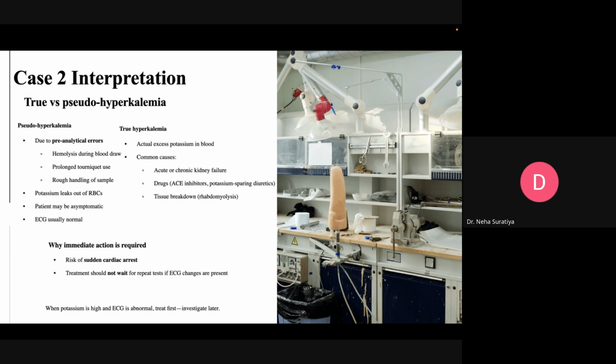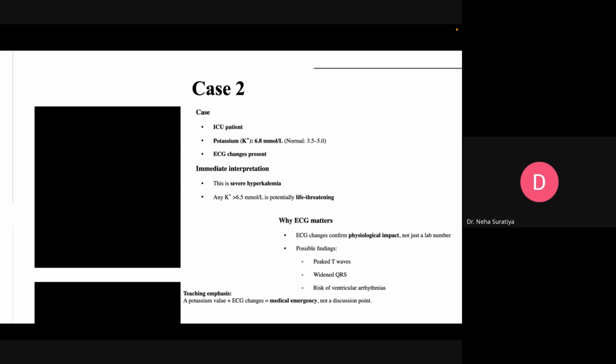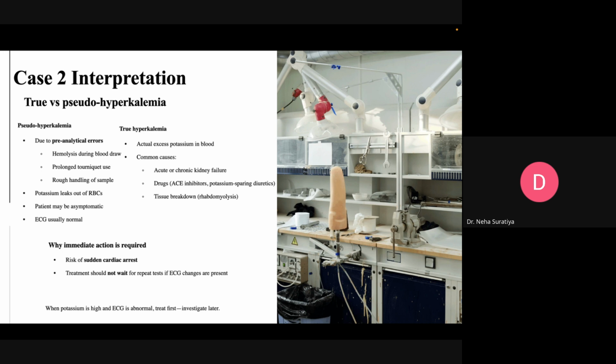Why is immediate action required? Because the risk of sudden cardiac arrest is very high in this case. The patient is already admitted in the ICU. And you can see here, any potassium greater than 6.5 is a life-threatening situation. ECG should also be with us. So the risk of sudden cardiac arrest will be there. Treatment should not wait for a repeat test if the ECG changes are present.